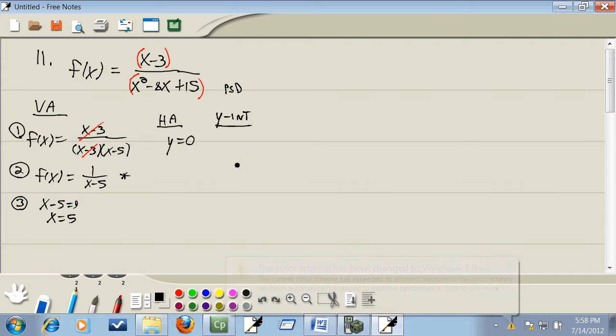now let's find our y-intercept and our x-intercept. Well, let's first start with this. The y-intercept, you plug 0 into the other variable, so you plug 0 in for x. Well, the problem with this is you don't want to work with this. You actually want to work with this one right here. So we got 1 over 0 minus 5, which gives us negative 1/5.